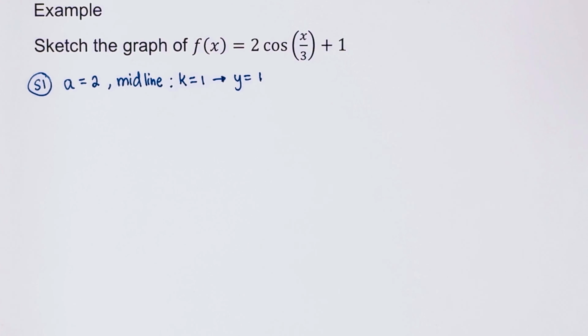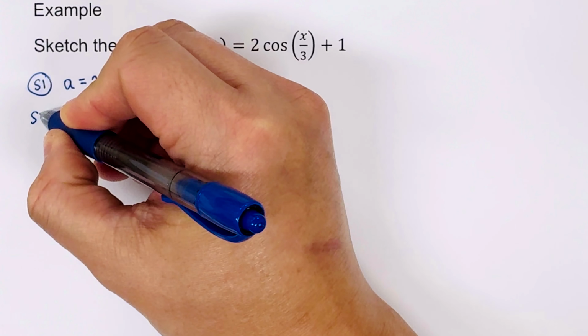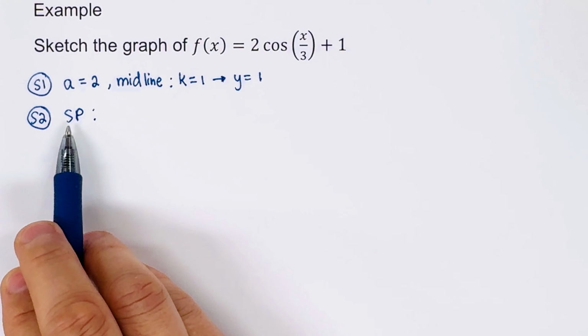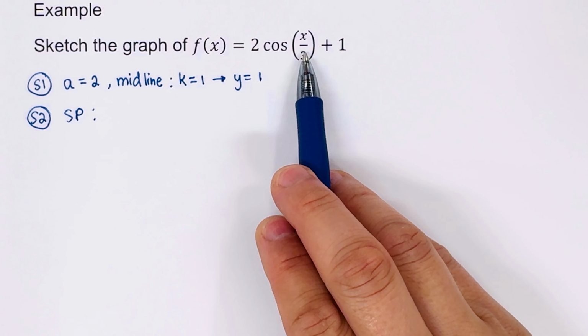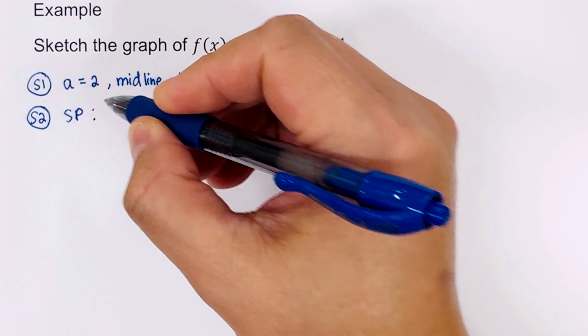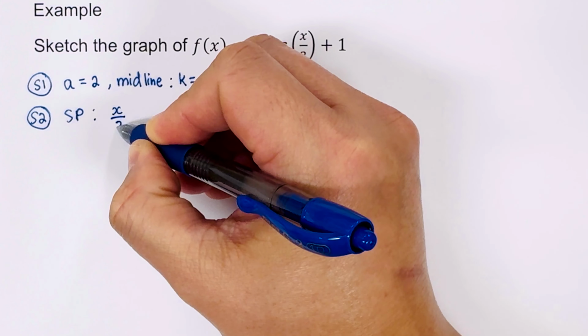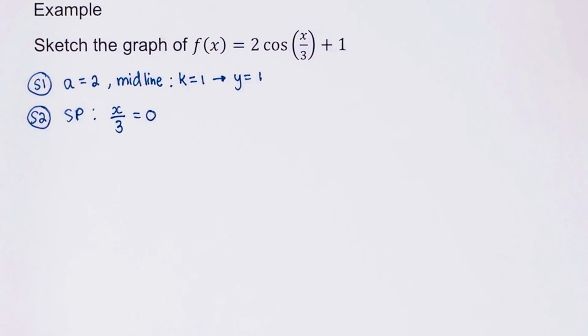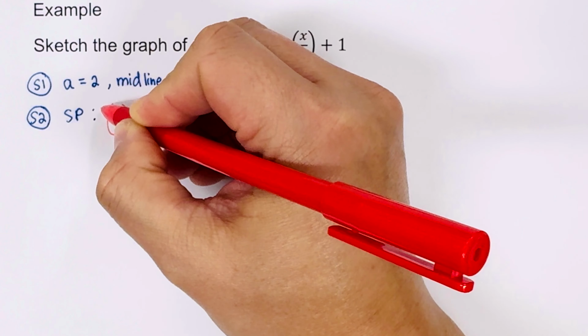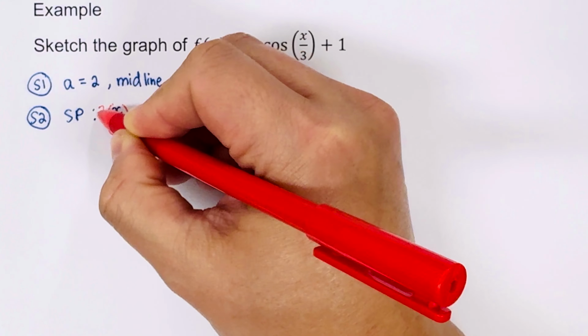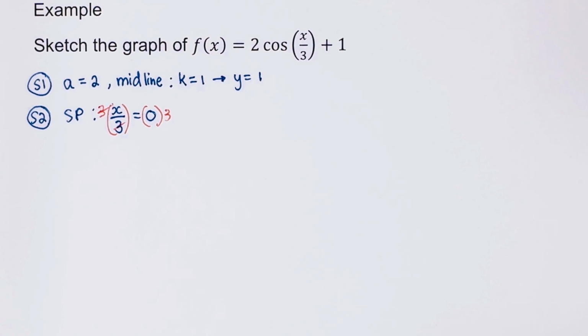The second step is to determine the starting point, or where the graph begins. So I'm going to go ahead and write the second step right here. To get the starting point, we are going to set the expression inside the parentheses equal to 0. So we can say x over 3 is equal to 0, so that we can have x by itself. We multiply both sides by 3, so we are left with x equal to 0. So the graph of this function starts at x equals 0.